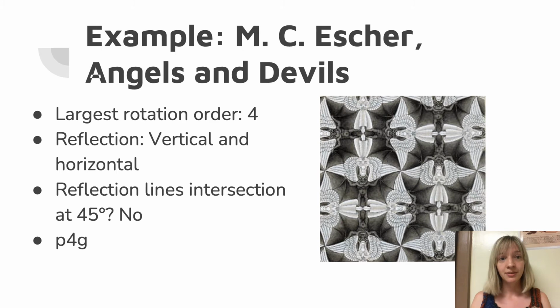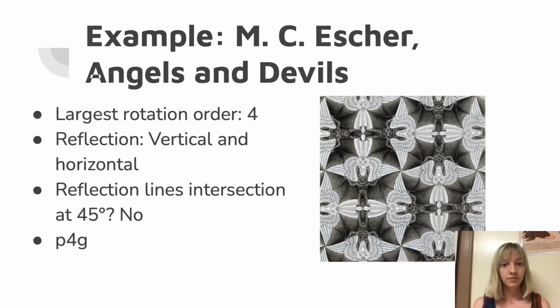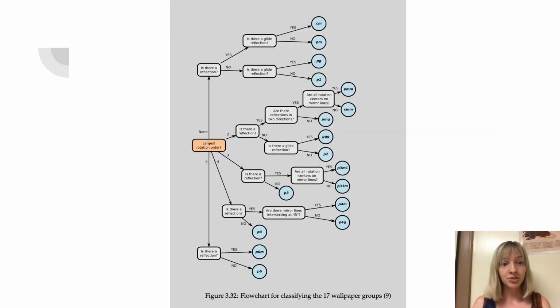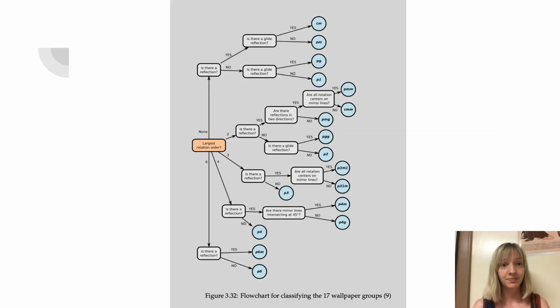And going back to the flowchart, the first question is, what is the largest rotation order? Looking at the pattern here, we can see that the design is being rotated by 90 degrees, which is a rotation of order 4. So back to the flowchart. And on the flowchart, we can follow that line from the 4 and see that the next question is, is there a reflection? So looking back at the design, we can see that the angels are being reflected across a horizontal axis, while the devils are being reflected across a vertical axis. So the answer to that is yes.